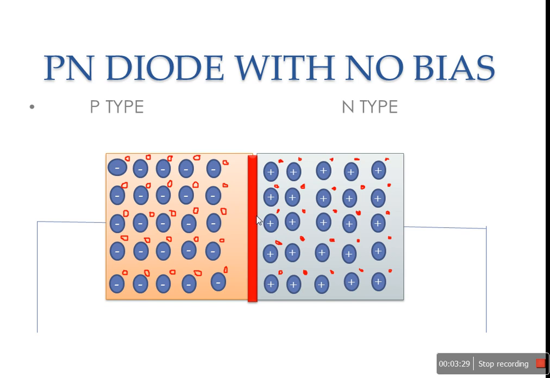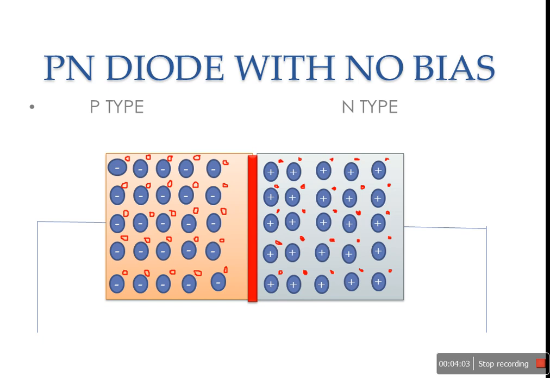So here we are not applying any bias, but due to the gradient in concentration of holes and electrons, holes diffuse or travel from P to N and the electrons diffuse or travel from N to P. Gradient in concentration is nothing but the change in the concentration.